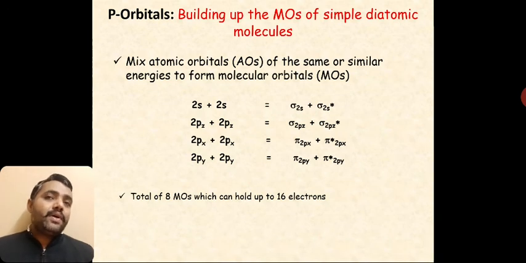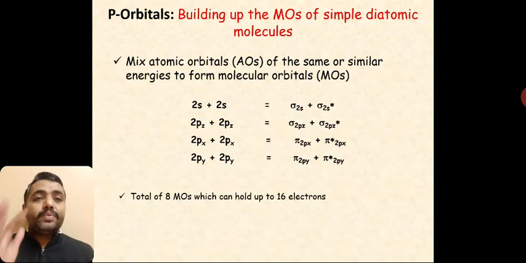Then take the p orbital. The p orbital is present as three orbitals, px, py and pz. But pz is along the molecular axis, therefore it creates a sigma bond. So the 2pz orbital overlaps with the 2pz: positive overlap forms sigma 2pz and negative overlap forms sigma star 2pz. Then the px orbital overlaps with the px to form pi 2px; negative overlap forms pi star 2px.